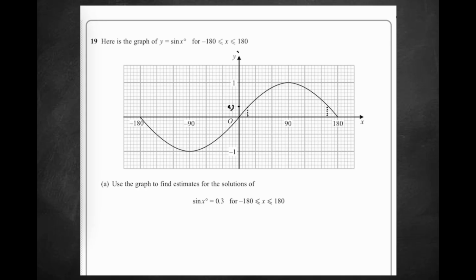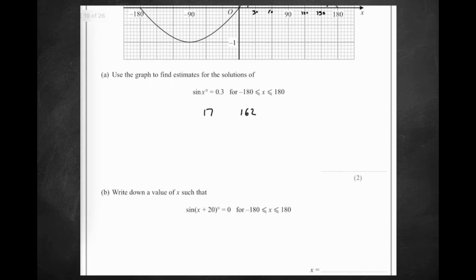Each one of these looks like it's 30, which means each square, as there are 5 squares between them, is going to be 6, which makes the top one 162, and the bottom one somewhere between 12 and 18. I'm going to say that's about 17. There's a little bit of wiggle room in the mark scheme again because you're estimating. So I'm going to say the solutions are 17 and 162.